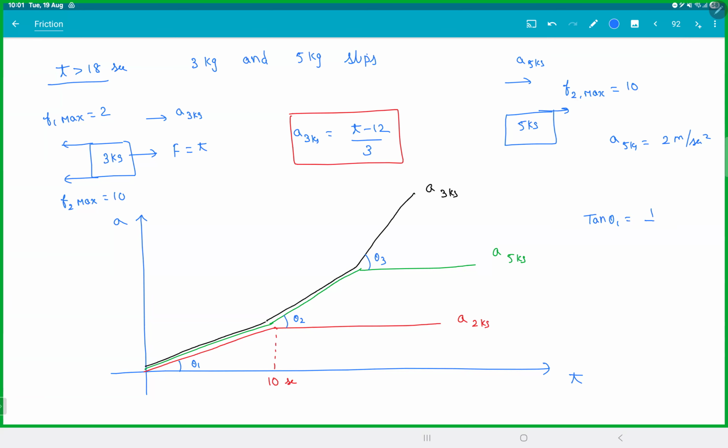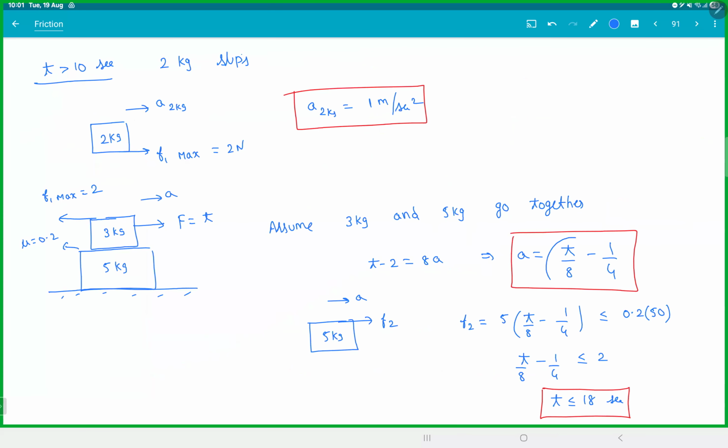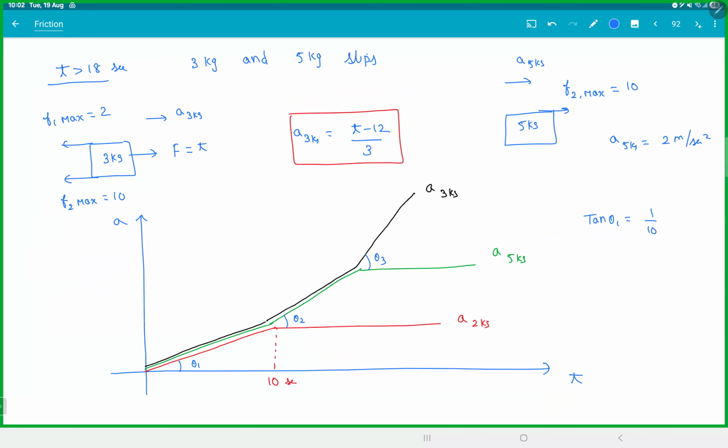Tan theta 1 is 1 by 10. How did I get this? From here, slope: y is equal to mx, m is 1 by 10. Here the slope is 1 by 8. Here the slope is 1 by 3. So tan theta 2 is 1 by 8 and tan theta 3 is 1 by 3, and this thing will occur at 18 seconds. Check.